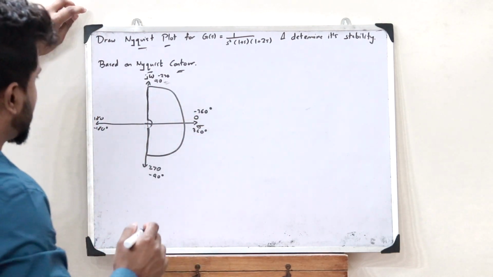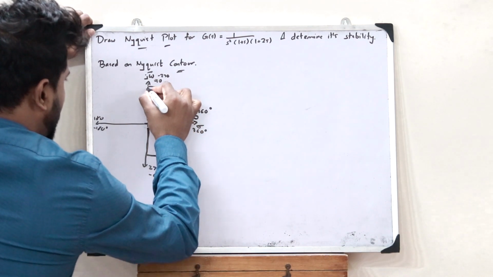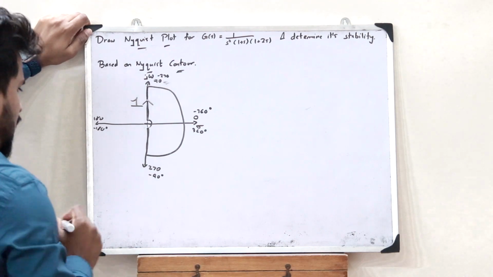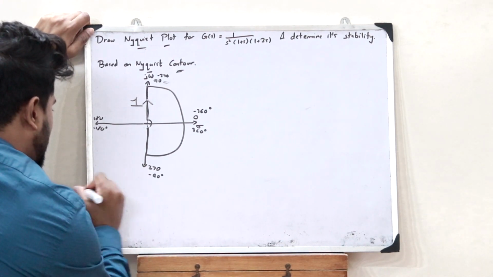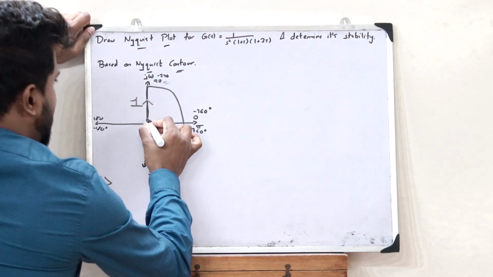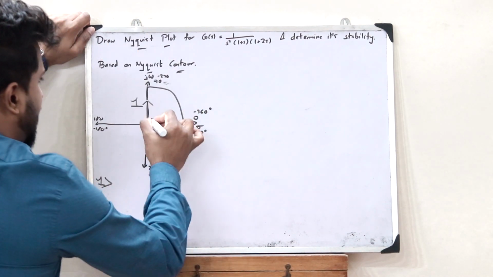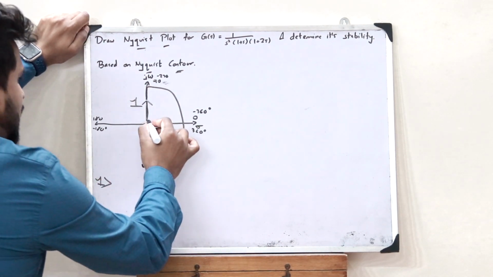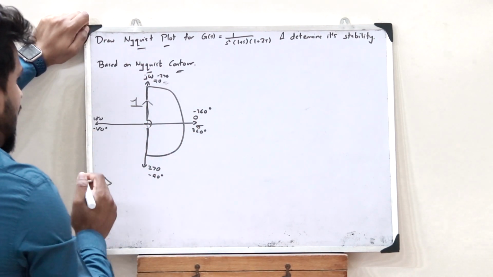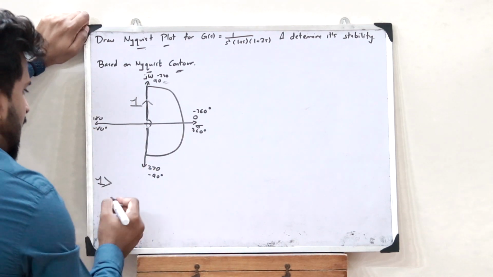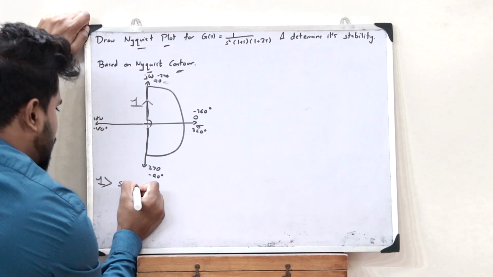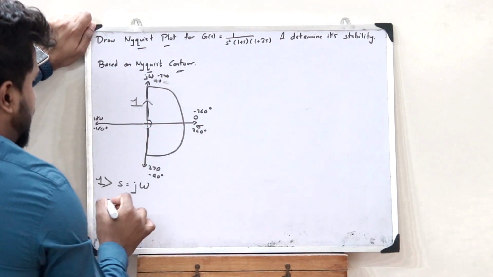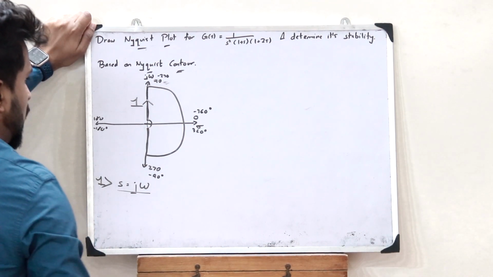First, let us consider this particular part as part number 1. When we consider part number 1, what we observe is that it moves from here to over here, that is along the positive j omega axis, from here to 90 degrees. In this particular portion number 1, we have to put s = j omega.